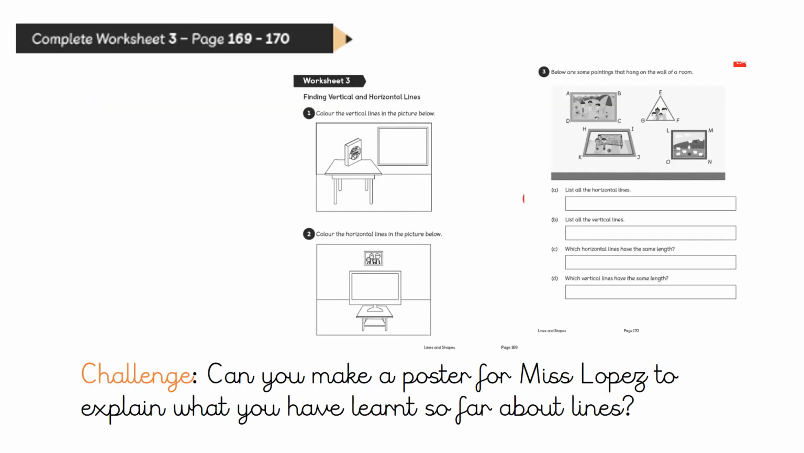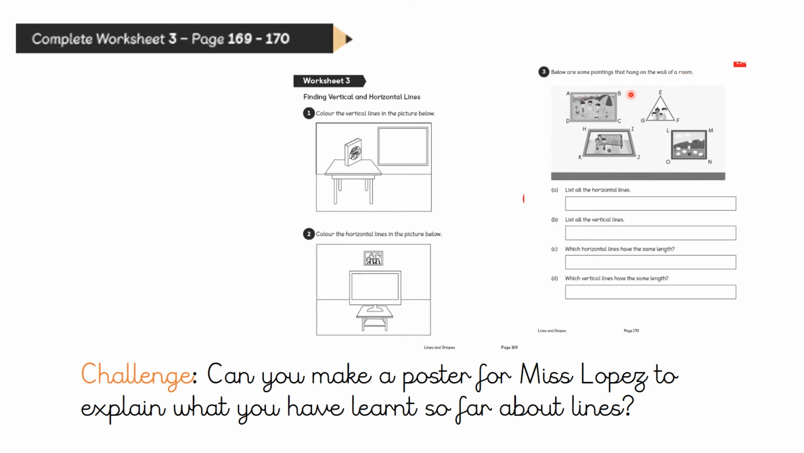Well done, Year 3. You have learnt 2 new words today to help us describe lines. You're going to practice this in your workbook today. On page 169, you need to colour all the vertical lines in the picture and then all the horizontal lines in the picture. On page 170, there are some paintings.